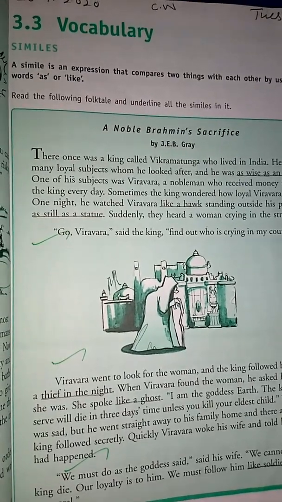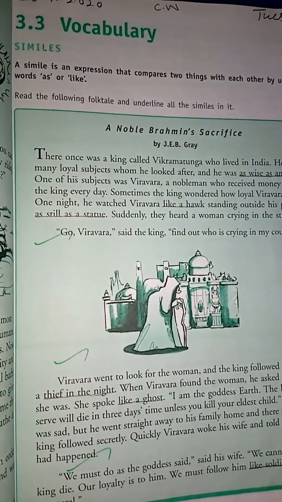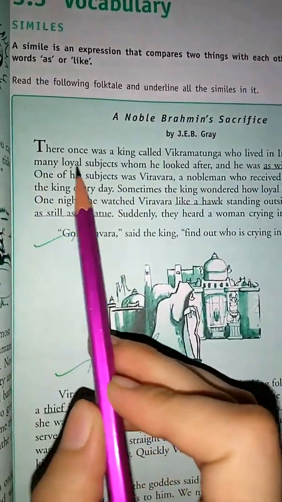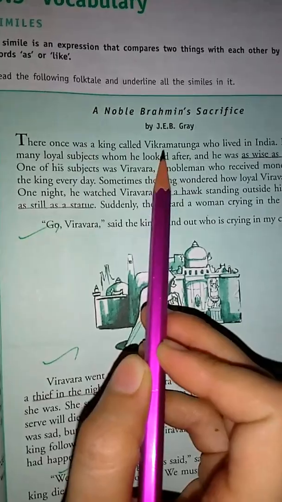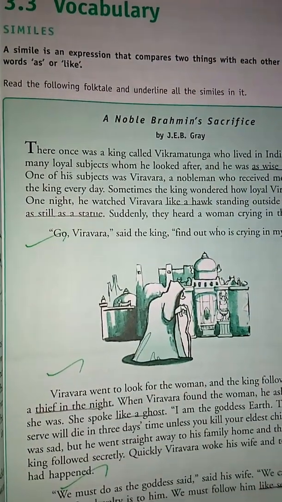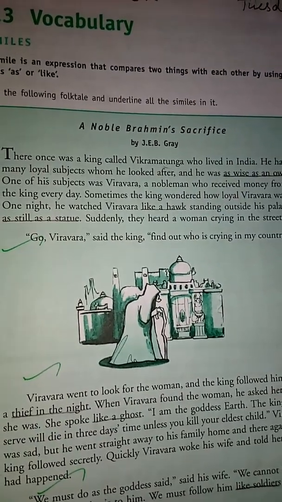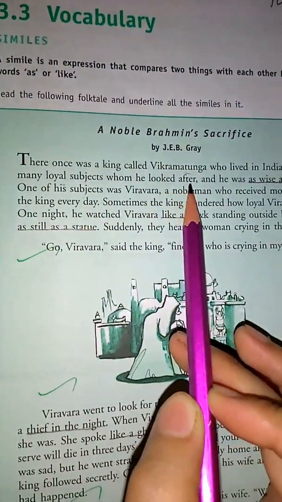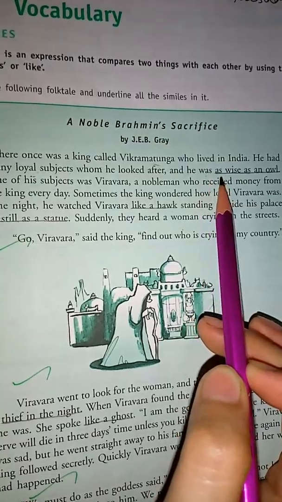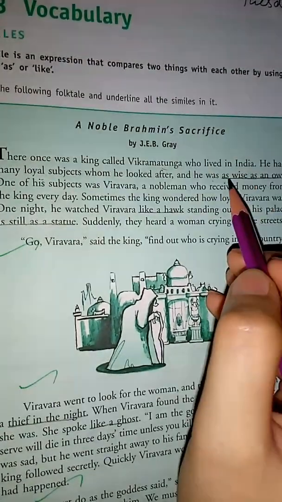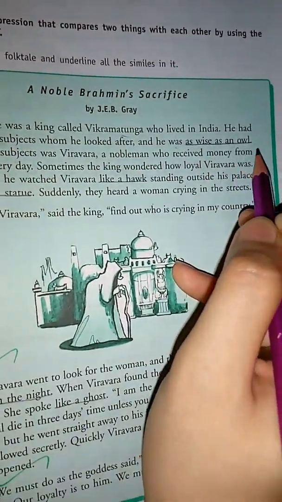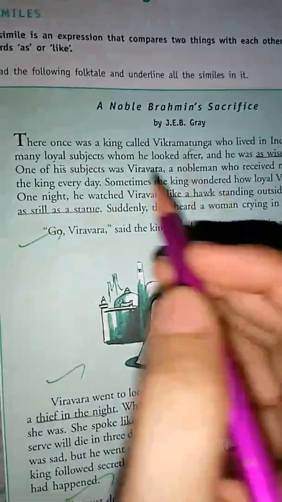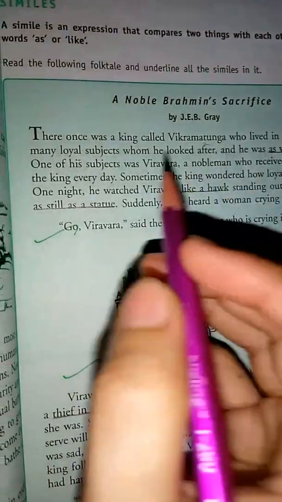A Noble Brahmin's Sacrifice by J.E.B. Gray. There once was a king called Vikramatunga, who lived in India. He had many loyal subjects whom he looked after, and he was as wise as an owl. Underline it, as wise as an owl. Wise like what? Wise like an owl. Okay. This is a simile.